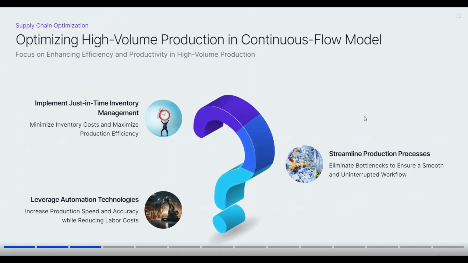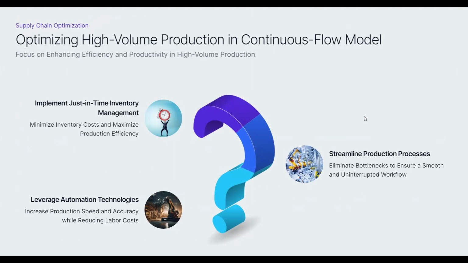So optimizing high volume production in the continuous flow model focuses on enhancing efficiency and productivity in high volume production. Implement just-in-time inventory management to minimize inventory costs and maximize production efficiency. Leverage automation technologies to increase production speed and accuracy while reducing labor costs. Streamline production processes and eliminate bottlenecks to ensure smooth and uninterrupted workflow. So those types of efforts would improve the production.